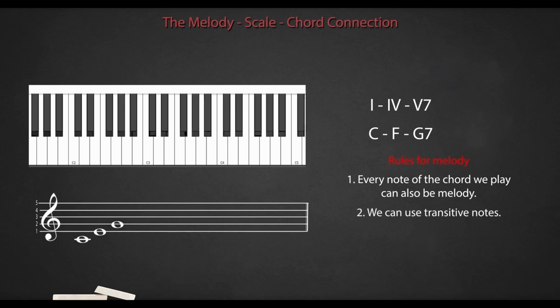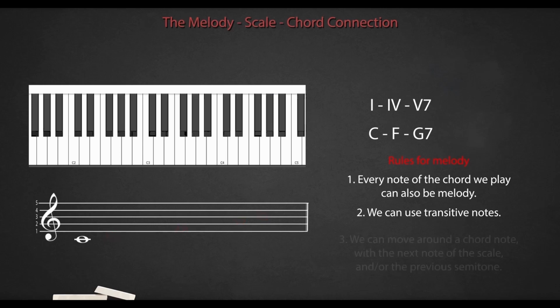Second rule. When we play a melody with 2 consecutive notes of the chord, for instance C and E, we can also use the transitive note D. Transitive notes make a melody nicer. So, we have C, D, E, E, F, G, G, A, B, C. These are some more transitions we can use.